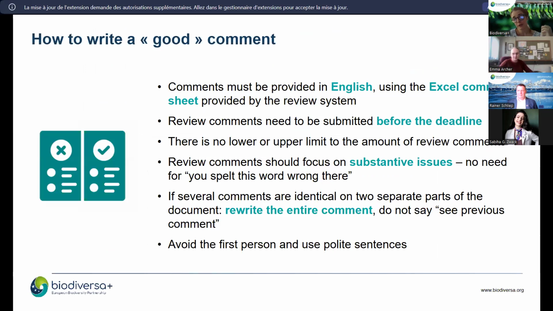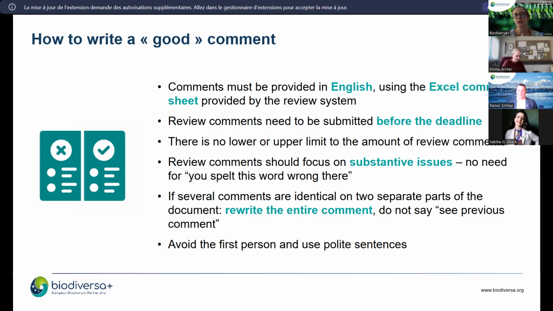So first, comments have to be provided in English using the Excel comments sheets provided by the review system of IPBES. Obviously, they have to be submitted before the deadline, but unfortunately, some people still try to give comments on the PDF or send them after, and this will not be allowed. You can leave one comment, you can leave 30 comments, 300, completely up to you. Again, your expertise and availability.